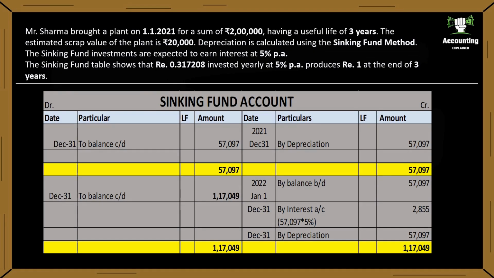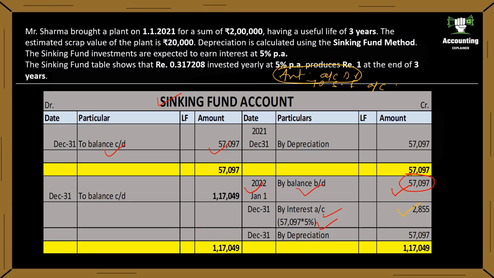Let's see the sinking fund account for the second year. December 31 to balance carried down 57,097 is for the first year. That will be brought down on January 1, 2022 as by balance brought down 57,097. Next, the interest will be charged on this 57,097, or we will be receiving interest on this 57,097. That is the investment we have made. So by interest account 57,097 into 5%. Why by interest account? The journal entry for receiving interest is interest account debit to sinking fund account. So this is the interest on sinking fund investment. Investment made is 57,097. On that, 5% is 2855.